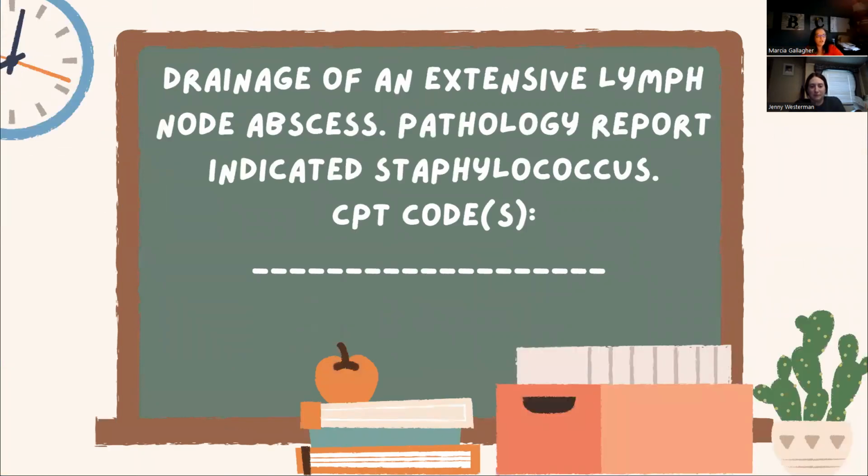So our first coding scenario is drainage of an extensive lymph node abscess. Pathology report indicates Staphylococcus. So what are we doing? We're doing a drainage, right? Well, you would think so. But you go to drainage, I'm going to go to abscess. Because remember, sometimes there's more than one way to skin a cat. So I'm going to go to abscess.